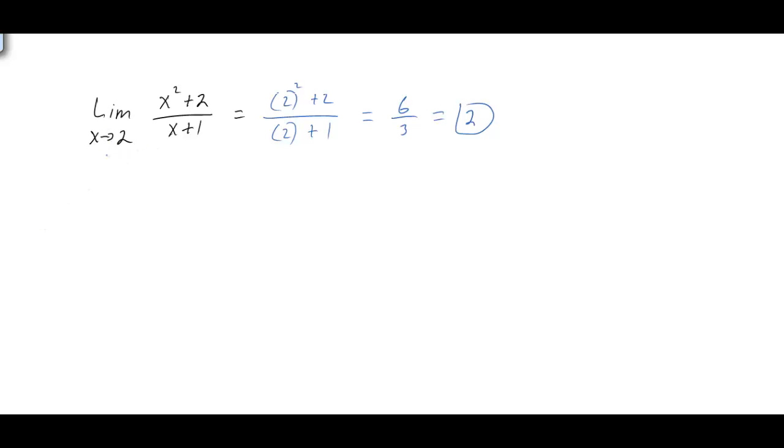Now, if we were looking at the limit as x approaches -1, if this was a -1 here, we couldn't use direct substitution because if we plug a -1 in for x on the bottom, we would get 0 in the denominator. So that's an example where direct substitution would not work. And in that case, we'd have to use another technique or simply look at the graph of the function.